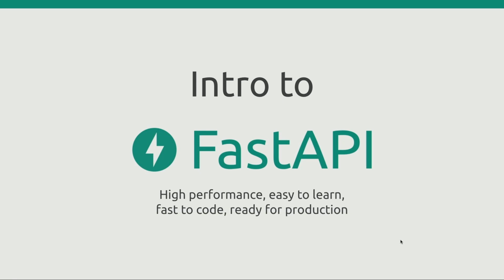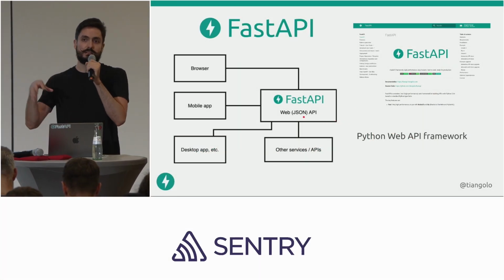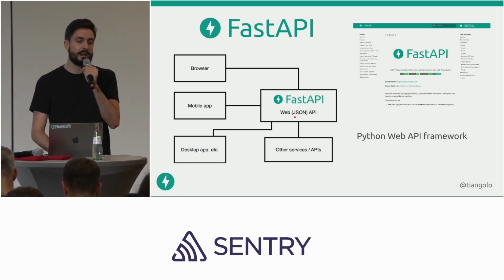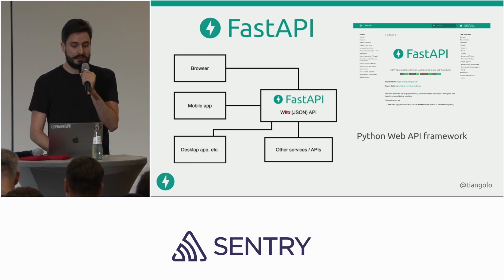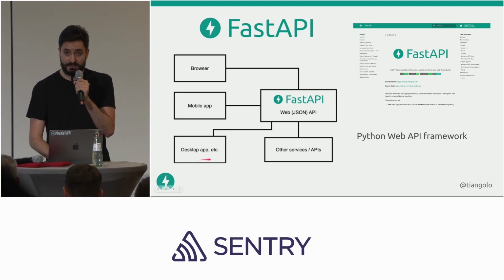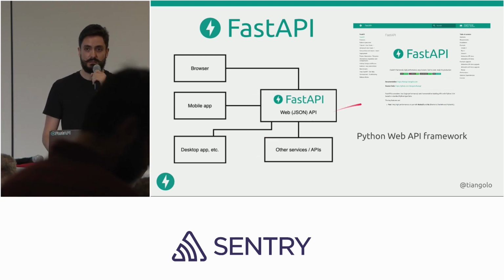We're going to start with just a little bit about FastAPI. Now, for those of you that don't know, FastAPI is a web API framework. This is what you will use to create APIs, to create the thing that runs on the server. And web means that it's just like JSON, so JSON going through HTTP. This is what you will use to communicate with your browser, with mobile apps, with desktop apps, or other services, things like that. That's what you will use FastAPI for.